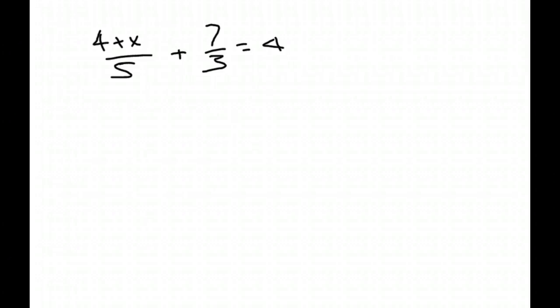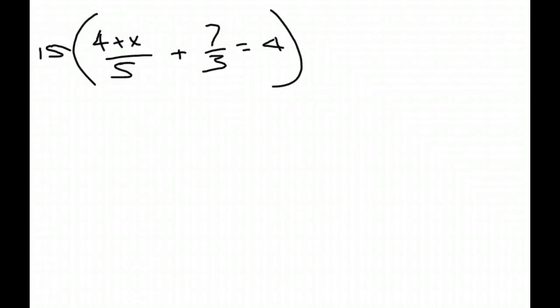And they give the example of 4 plus x over 5 plus 7/3 equals 4. All right, in order to eliminate the denominator there, what do we do? Find the common denominator and multiply it. Multiply the entire problem by that, and your denominators will cancel, guaranteed. If they don't, you did it wrong.